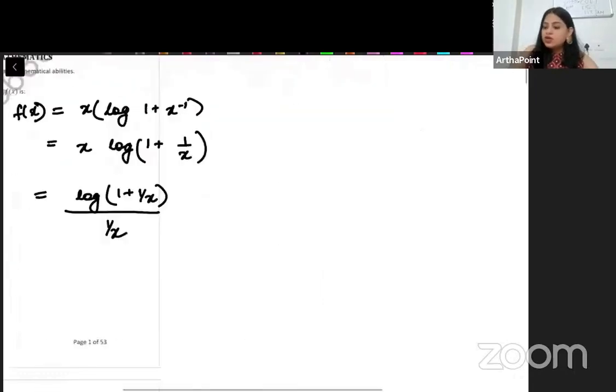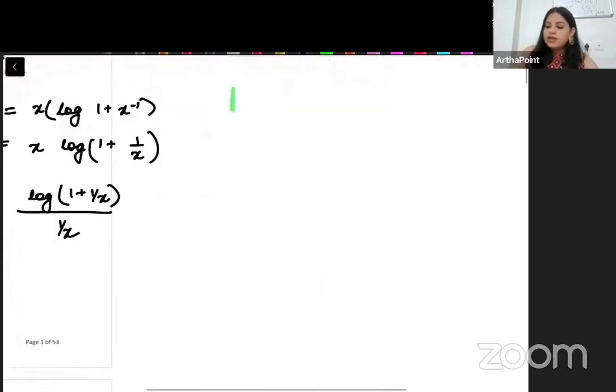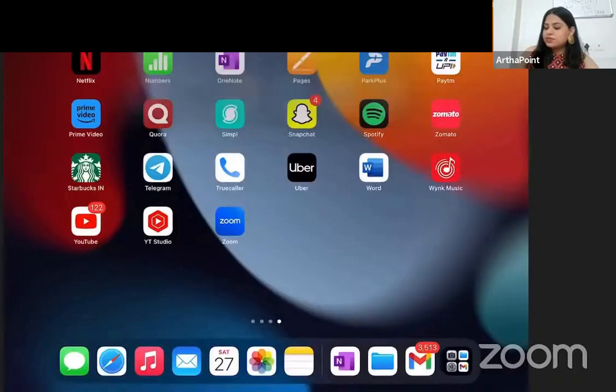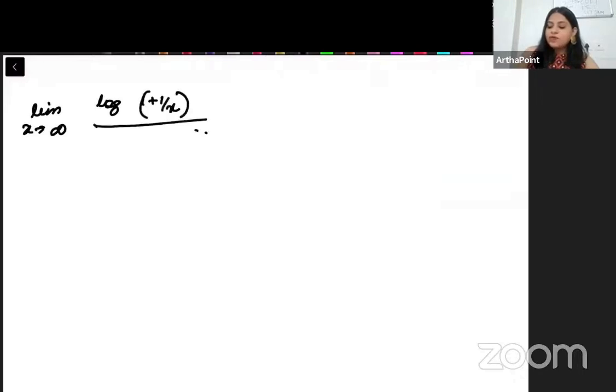That is what it is asking. So if I do that, I will get the limit as x tends to infinity of log(1 + 1/x) upon 1/x. Right? This is what you have.